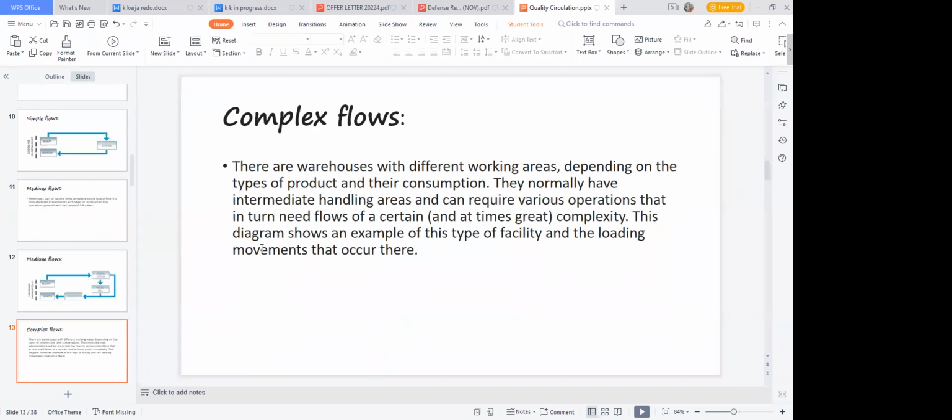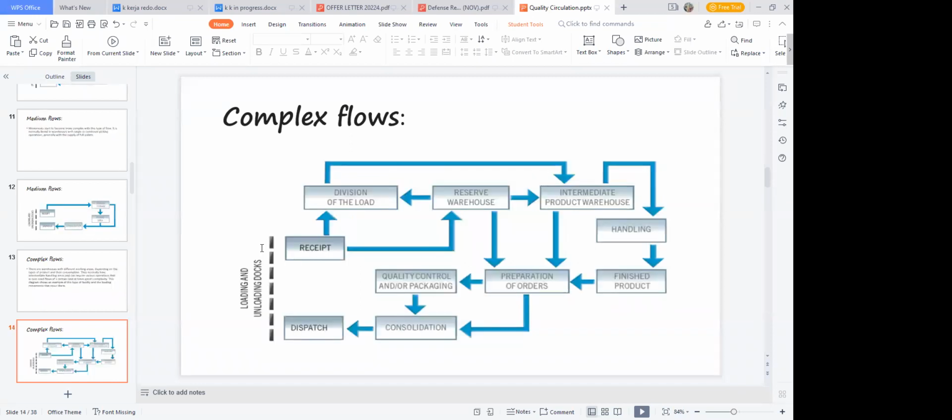Next, we also have complex flows. Normally they have intermediate handling areas and require various operations. And then we have loading, movement, facility. So this makes the flow more complex. You can see this is the diagram showing more complex flows of a warehouse.